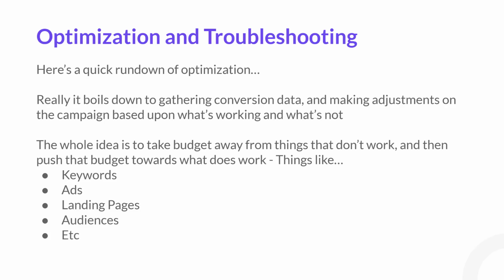But at a high level, optimization is just taking budget away from what isn't working and pushing more of it to what is working. And it's just kind of trimming fat off a campaign. And if you just stack those changes up bit by bit over time, that is the process of optimization.